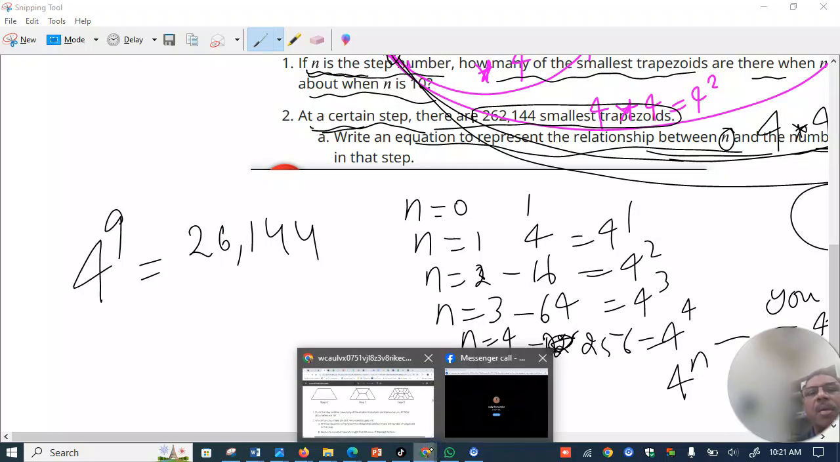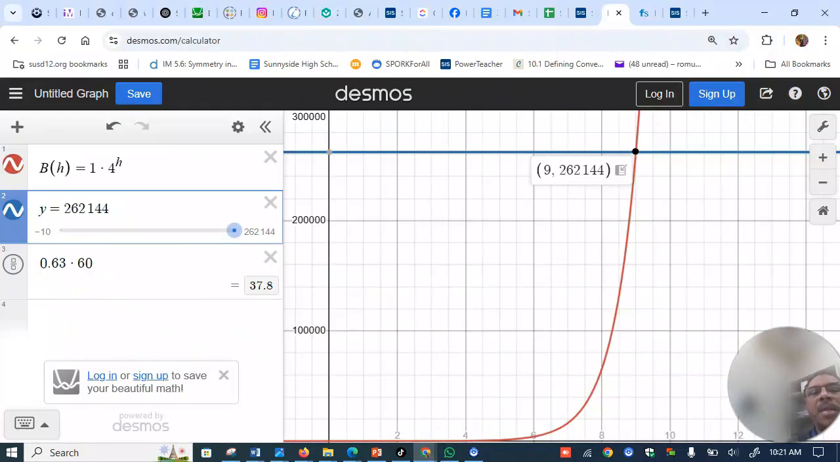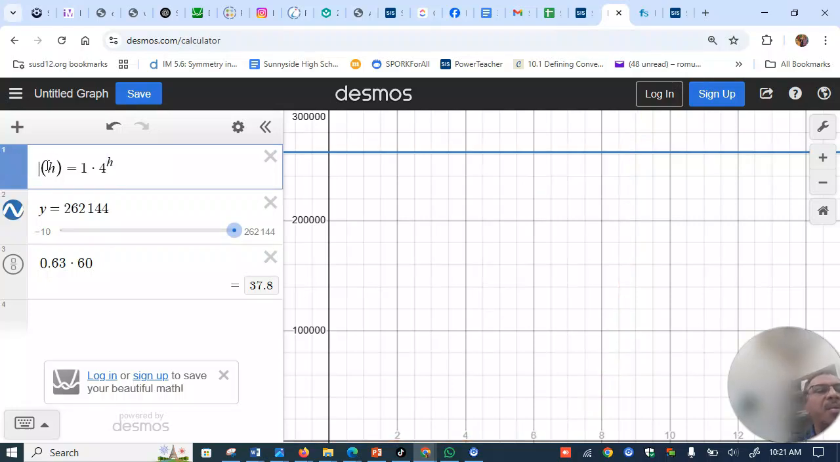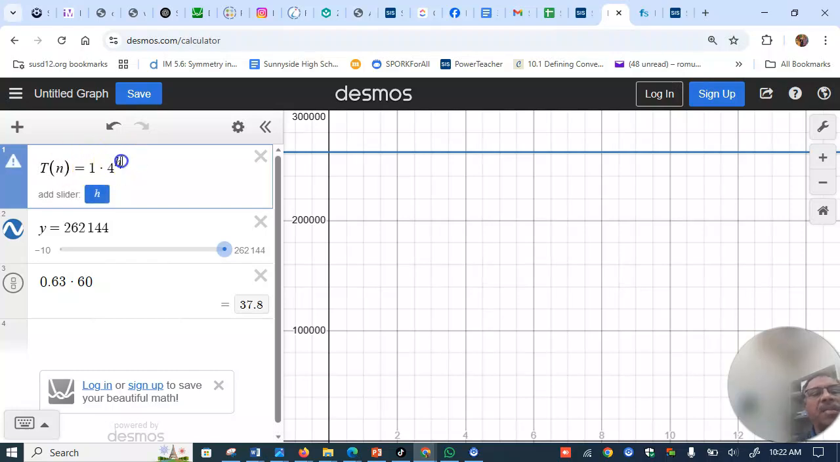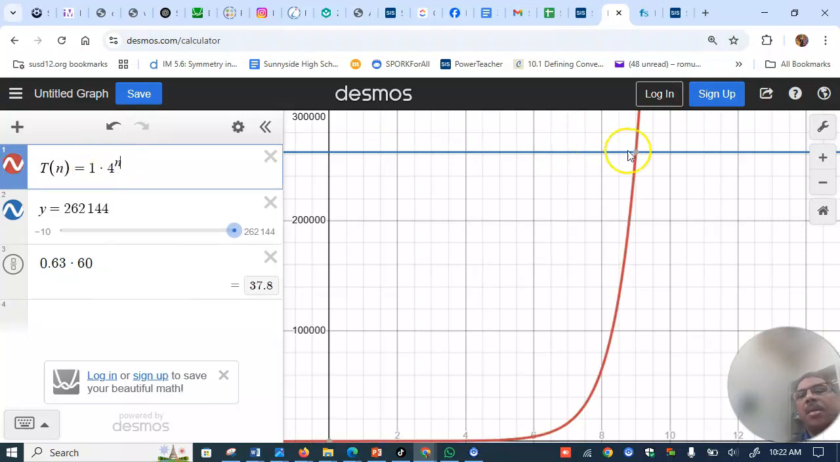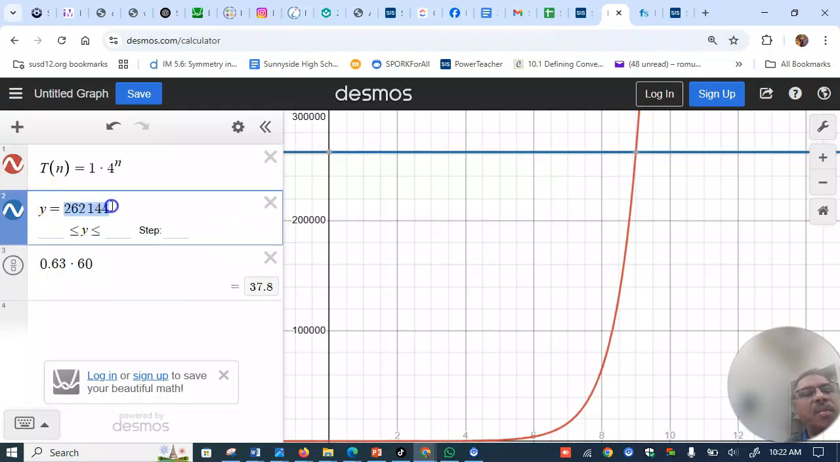If you see this, I already did that work. So if you put it in the decimals calculator, see, this is the number of trapezoids, and since we are talking about trapezoids, I'm using T of n, where n stands for step number, and you can see the two graphs there. The first one shows the number of trapezoids in the exponential form. And for the second one, I put 262,144, and you can see the answer is 9 there.